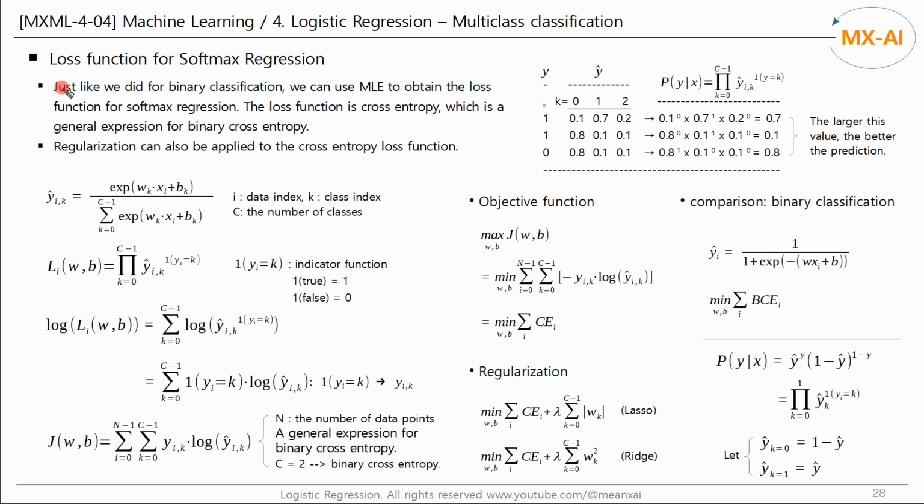This time, we will look at the loss function for softmax regression. Binary classification uses a binary cross-entropy loss function, generated by the logistic function and the maximum likelihood estimation method. Similar to binary classification, we can use MLE to generate a loss function for softmax regression.